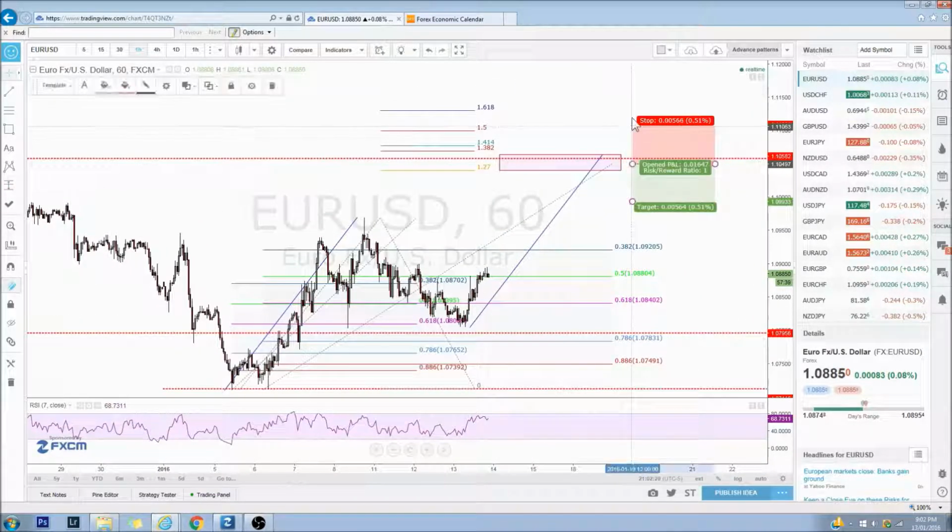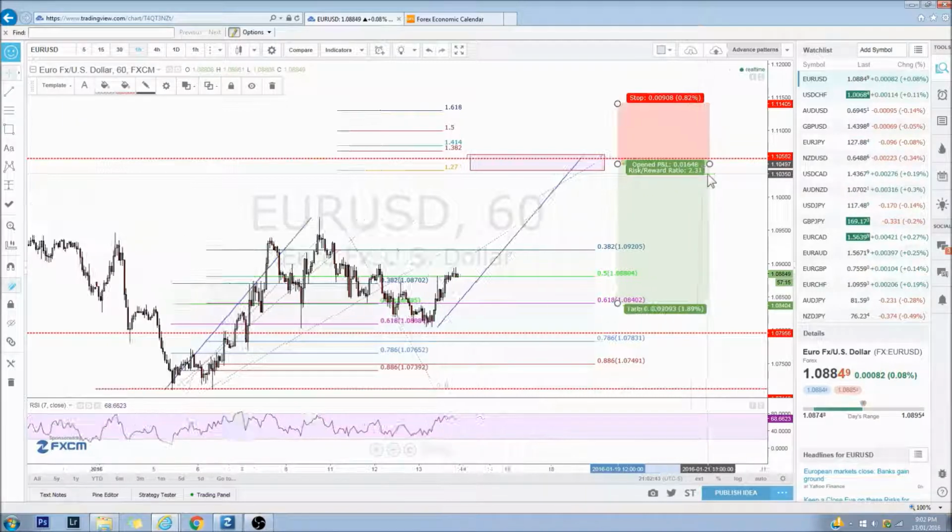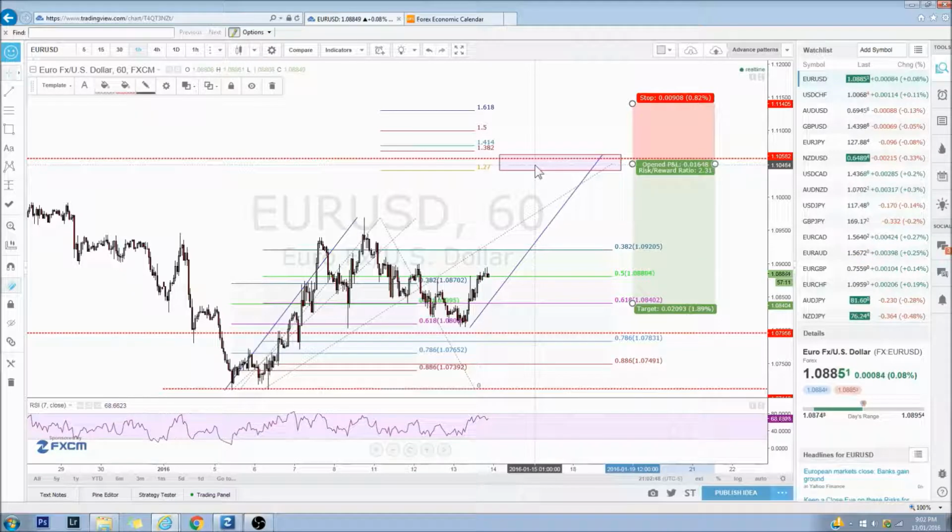On the AB equals CD, the stops go above the 1618 for my rules. Somebody might have a different set of rules, but that's what I go with. So my first one is almost a 1.4 to 1 ratio, and we have a nice more than 2 to 1 risk reward on that one. Okay, so that's an ABCD pattern broken down on the Euro US.